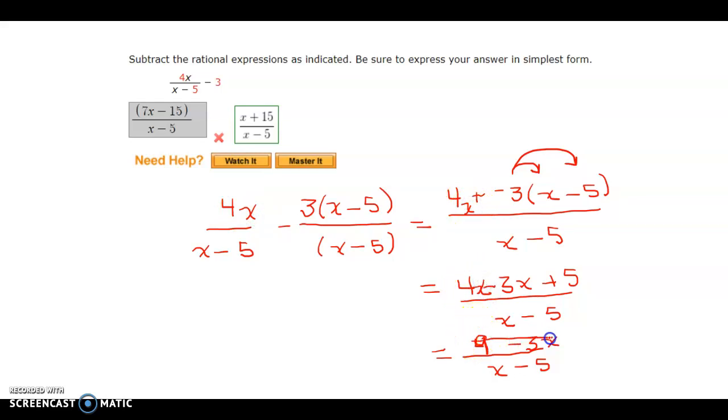Now I've got to fix my numerator here. When I combine my like terms, I have 4x minus 3x, which is 1x, plus 15. Negative 3 times negative 5 is 15, and I said that, but I wrote it down wrong. So we end up with x plus 15 on top and x minus 5 on bottom.